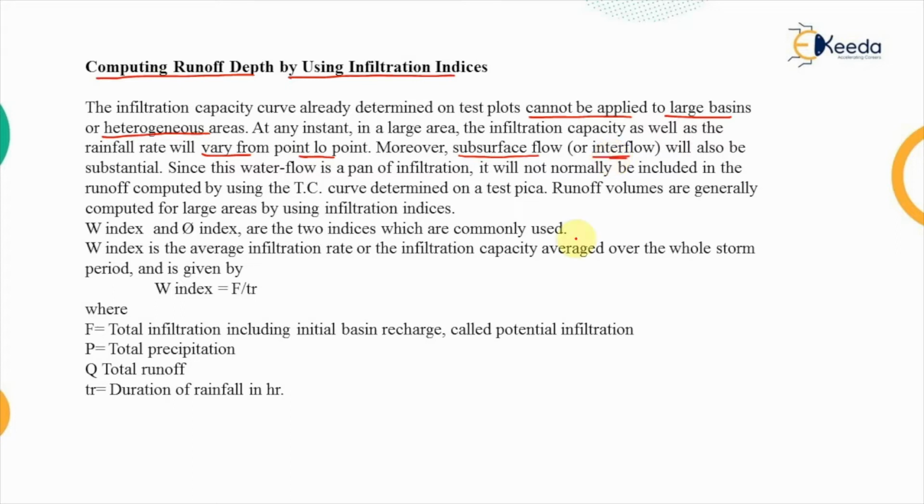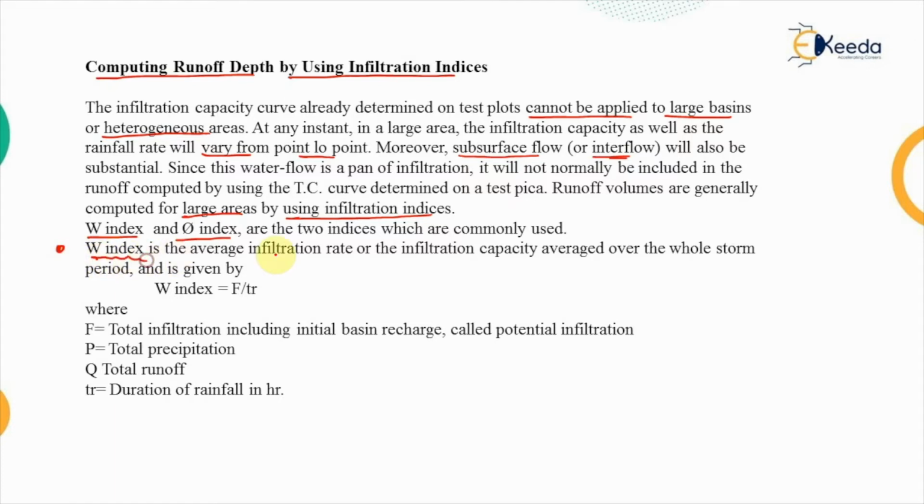Now when we plot the infiltration curve, it is not normally picked on the curve itself. So runoff volumes are generally computed for large areas by using infiltration indices. And for this purpose, we have two methods of calculating the indices, that is the W index and the phi index. What is this W index?